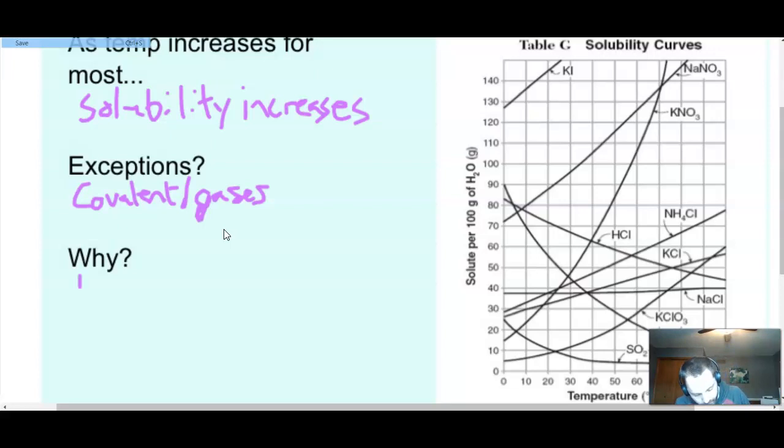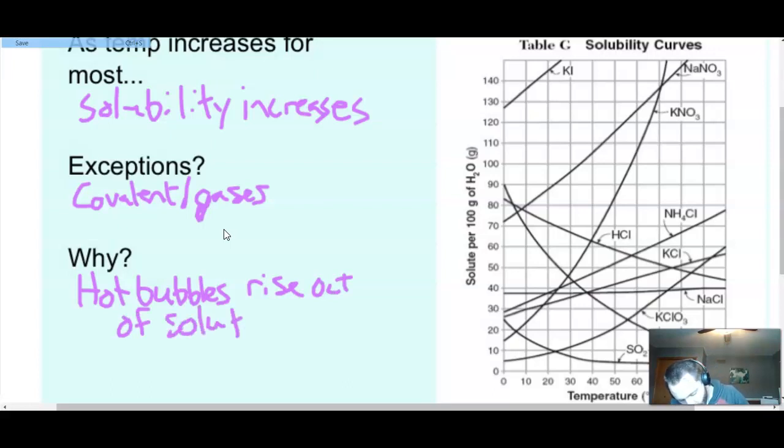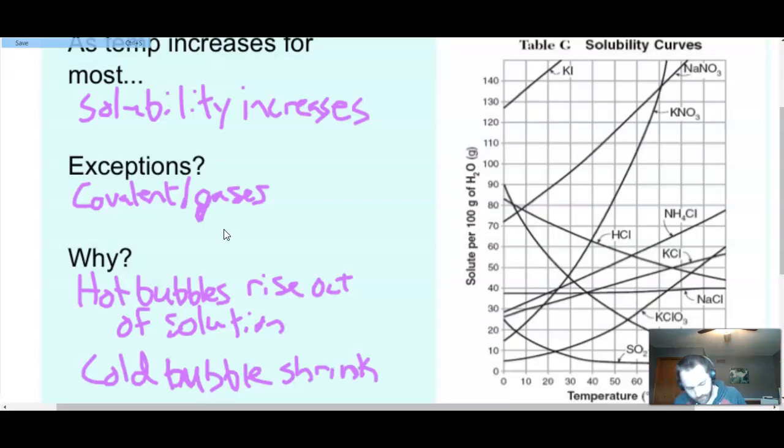So why? Again, these aren't perfect explanations, but you can think that hot bubbles rise out of solution. Or if you don't like thinking of it that way, you can think of it as cold bubbles shrink. Sorry, my iPad's kind of glitching right now. So more can dissolve within the solution. Something along those lines.